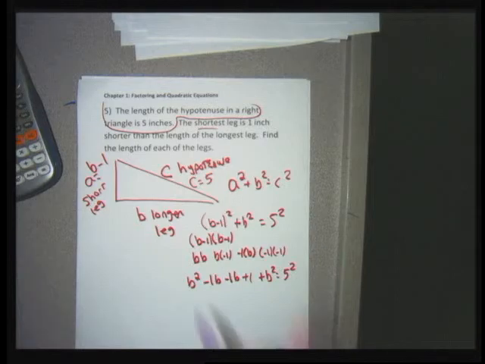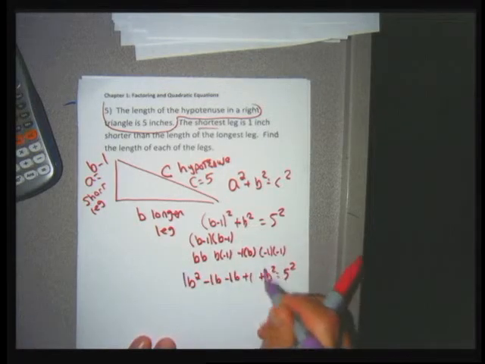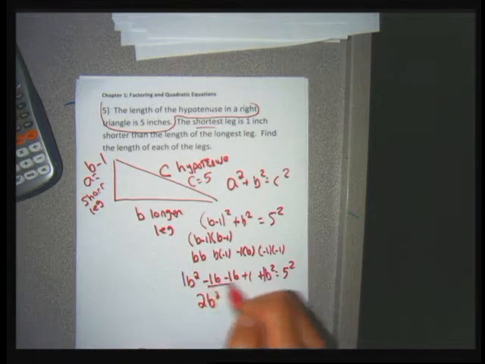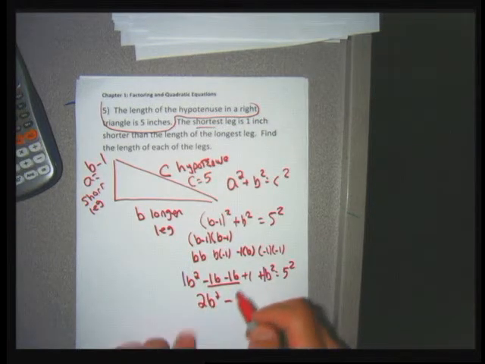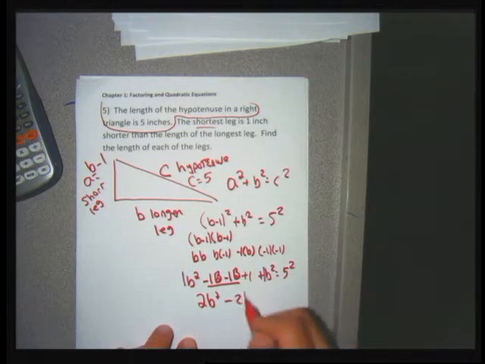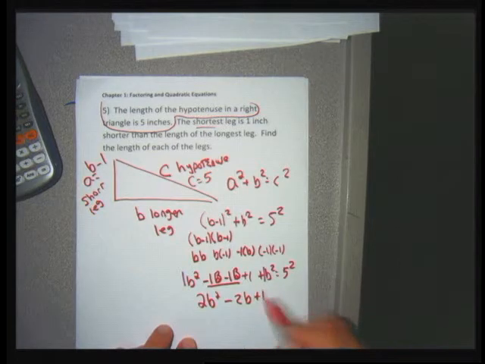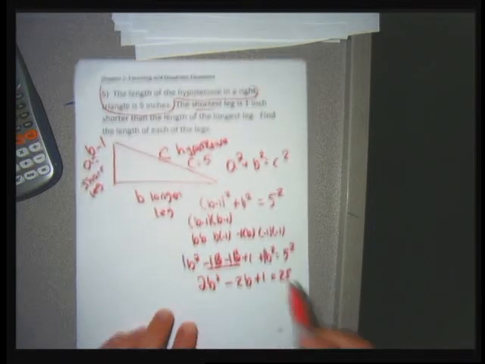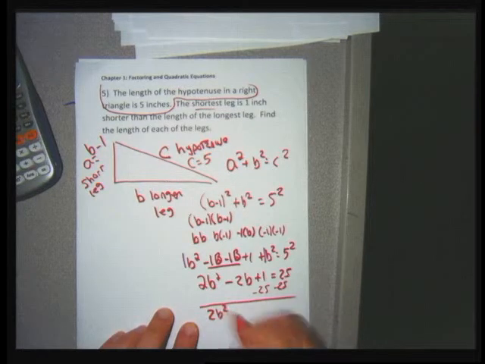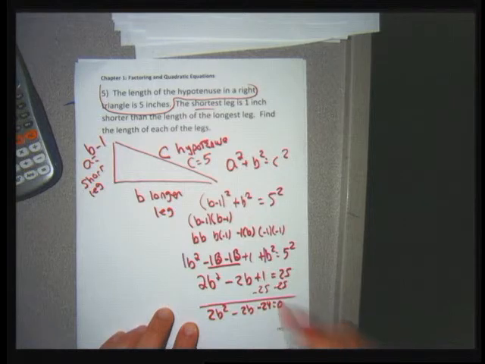On the left side, if I simplify it, I have 1B squared and 1B squared, which are 2B squared. Minus 1B and minus 1B looks like minus 16, but those are actually minus 1B and minus 1B, give me a minus 2B. This plus 1 stays, and on the right side we get 25 when you square the 5. Now I'm going to minus 25, and get 2b squared minus 2b minus 24 equals 0.